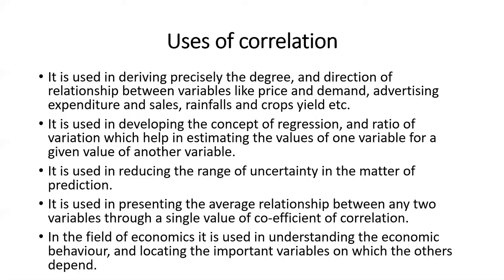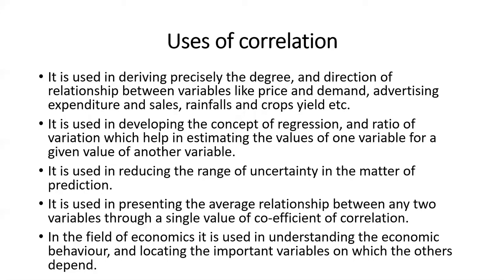Then it is used in developing the concept of regression. Before studying the regression concept, it is necessary to understand correlation. Whenever there is a correlation among the variables, only then can we say that there is a chance of a cause and effect relationship. That is regression. The ratio of variations helps to estimate the values of one variable for a given value of the other variable. So this is written about regression.